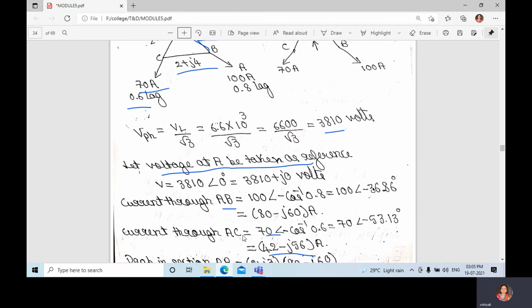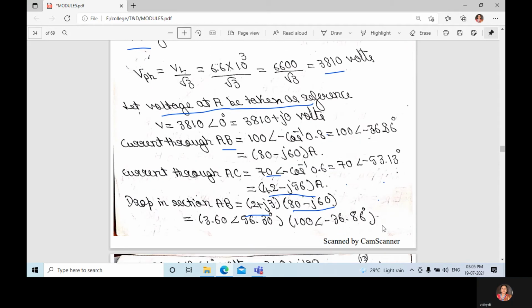Next, the current through AC, that is AC means second load, that is 70. Okay, 70 at angle minus cos inverse of 0.6. You will get 70 at angle minus 53.1. That they have converted into a complex form.